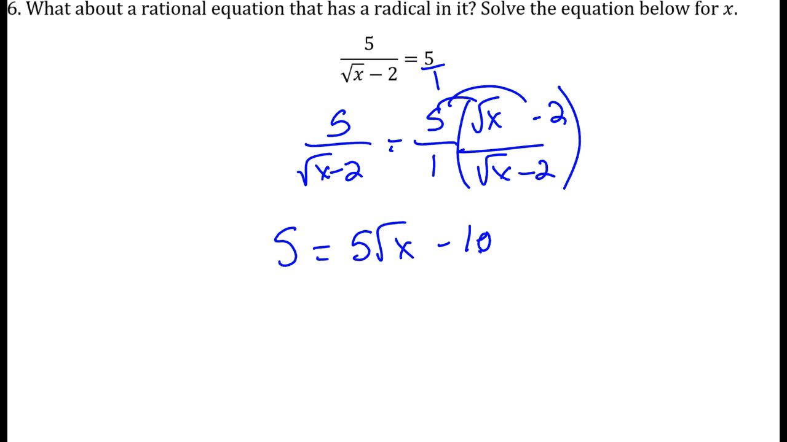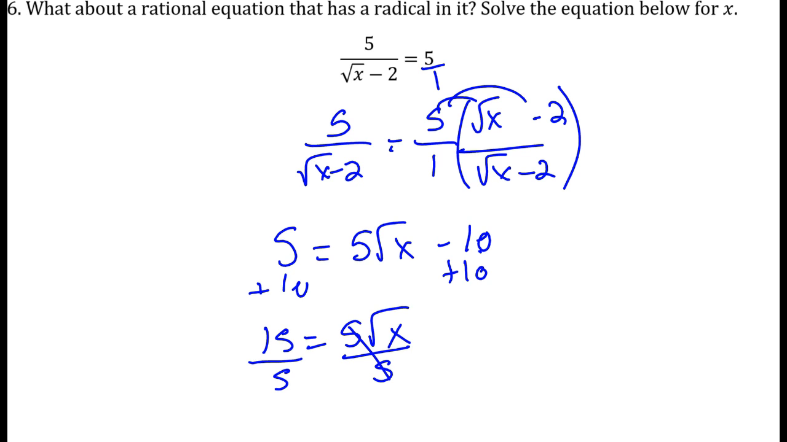The radical equation, well, I need to isolate the radical. Add 10 to both sides. 15 equals 5 radical x. I don't care about 5 radical x, so I'm going to undo that multiplication by division and get 3 equals the square root of x. How do I get x by itself? Square both sides, and we get x equals 9. X equals 9 is apparently the solution to this radical equation.